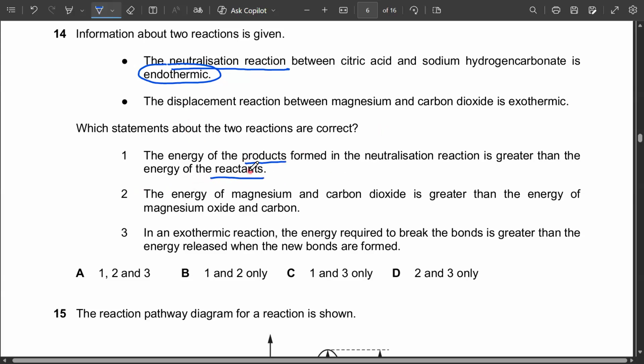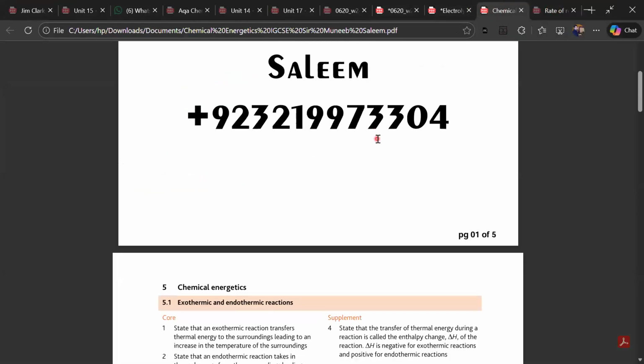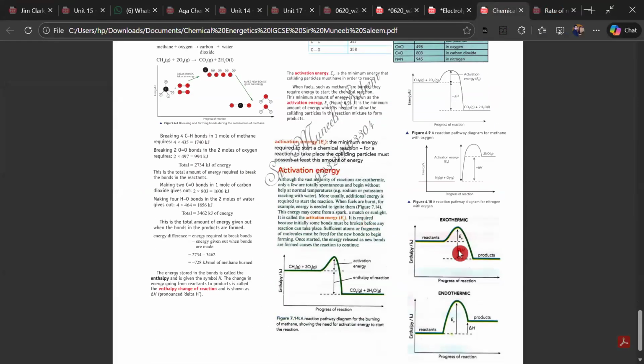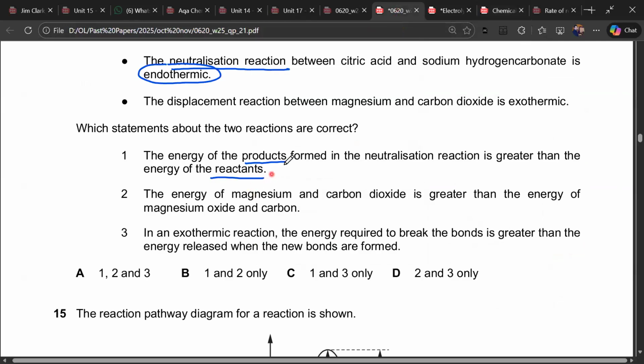For this case, I will take you to the notes again for the energy profile diagram of the endothermic reaction. So here is an endothermic reaction, as you remember. This is endothermic reaction, and the energy of the reactant is lesser than that of the products. Products have high energy. So if the reaction is endothermic, then the product will have high energy as compared to the reactants. So we see the energy of the products formed in the neutralization reaction is greater than the energy of reactant. So yes, that is correct. The energy will be higher.